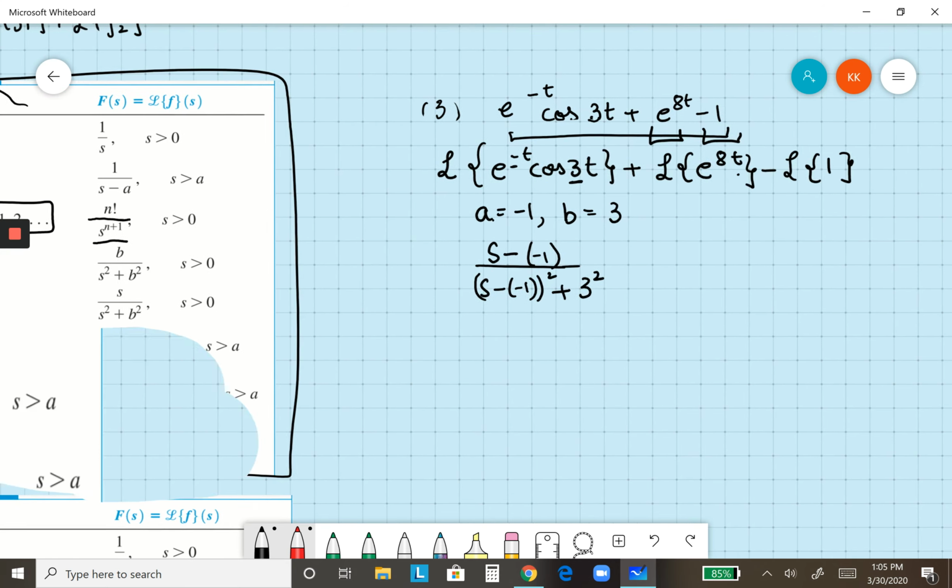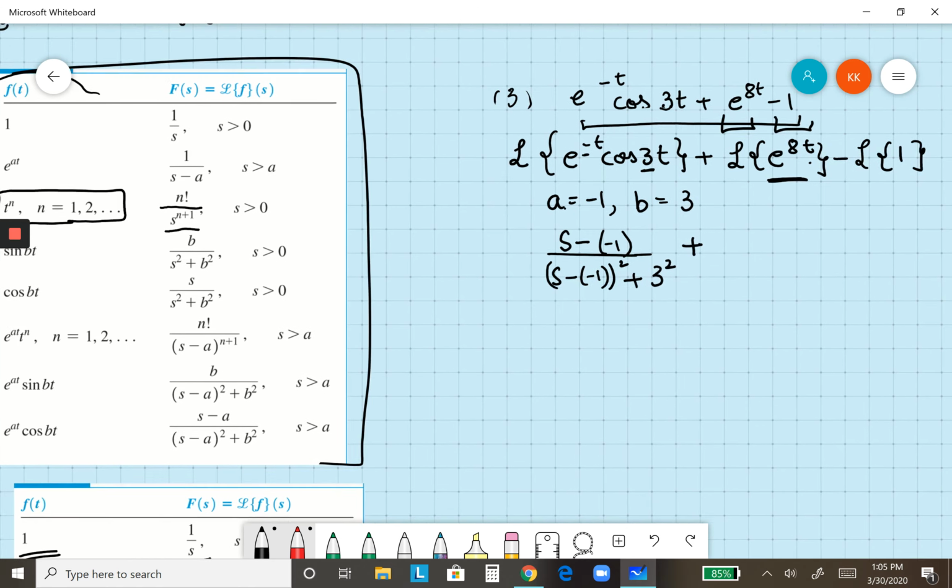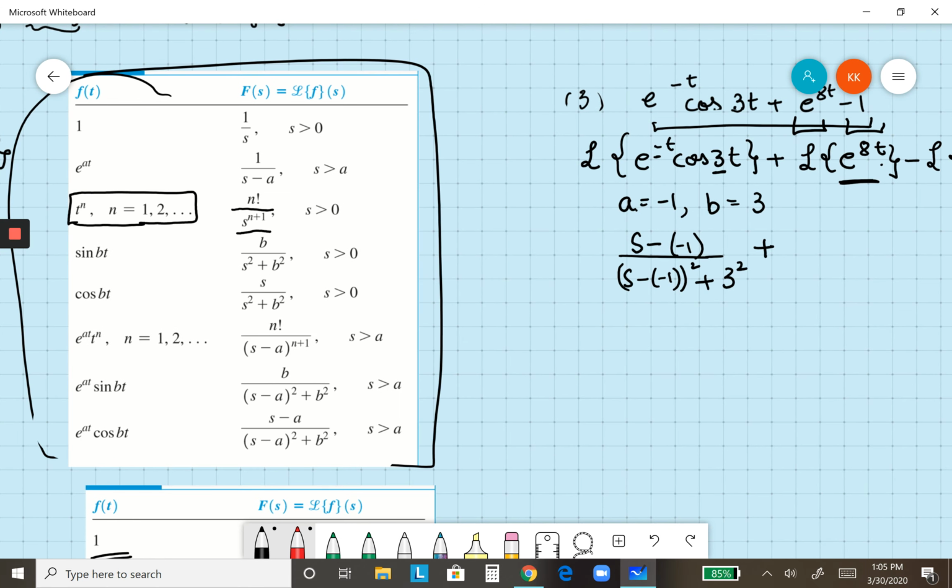So this is the first part, and then we can do the second part, which is e raised to power 8t. Looking at our table, we know that it's the second point, e raised to power at. In this case, our a is 8. So it should be 1 over s minus 8.